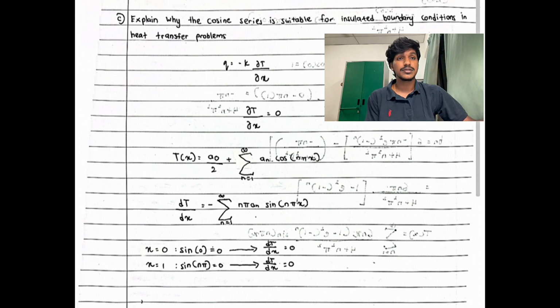Because sine 0 equals 0 and sine n pi equals 0, the cosine series naturally and automatically satisfy the insulated boundary condition without any adjustment. That's why it's a perfect match.